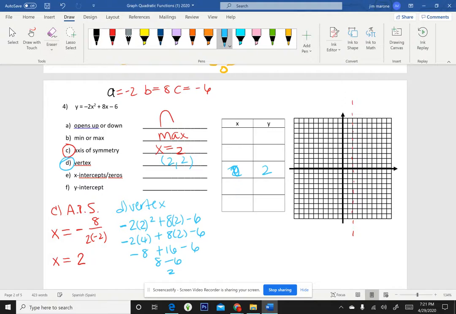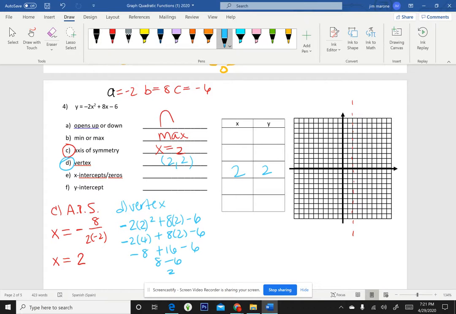So I put my vertex in the center part of my table. I can never get the eraser. So I put my vertex in the center part of the table. We're trying to erase all that and get... Sorry, the vertex goes in the middle.